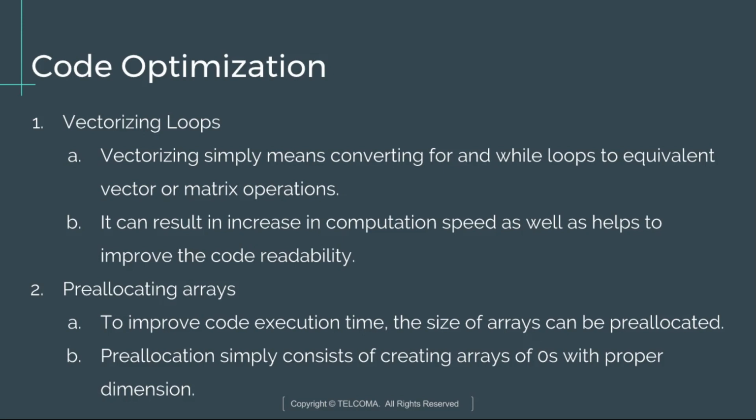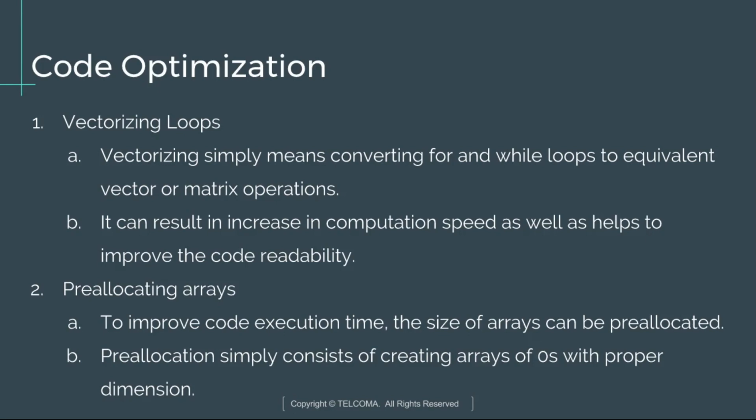MATLAB is a programming language designed specifically for array operations. Taking advantage of this fact whenever possible can result in significant increases in computation speed. So there are basically two important approaches for MATLAB code optimization: vectorizing loops and pre-allocating arrays. First of all, we will discuss vectorizing loops.